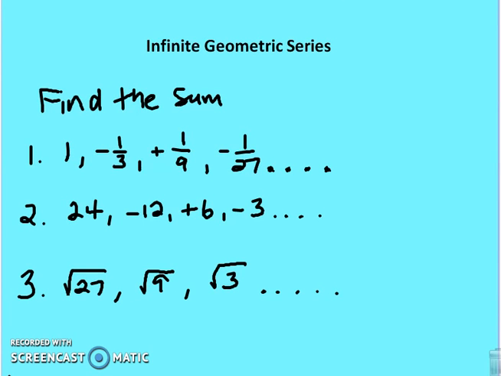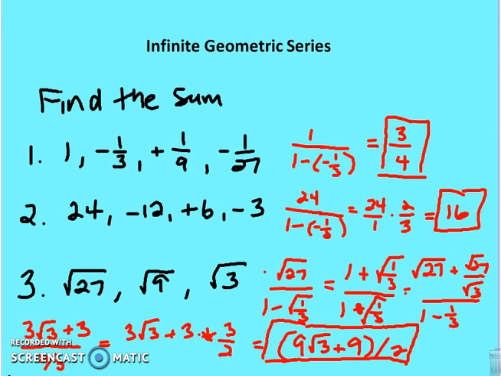All right, I want you to find the sum of these infinite series. I'm going to pause here while you figure this out. The trick is to find out what the common ratio is for each of these. On the first, it's going to be negative 1/3, and the first term is 1. 1 minus the common ratio, negative 1/3, is going to be 1 plus 1/3, which is 4/3. 1 divided by 4/3 is 3/4.